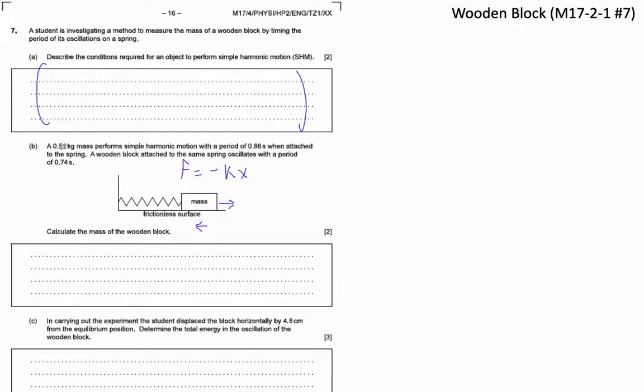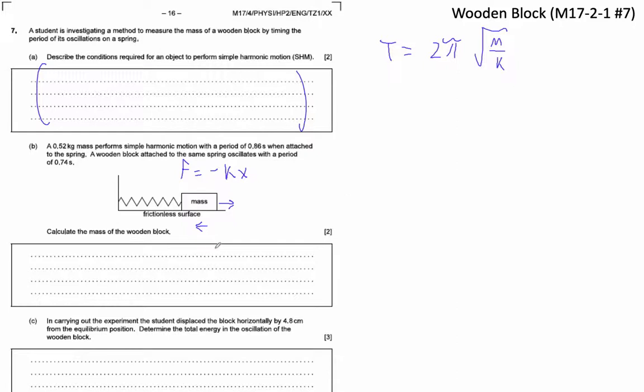And then calculate the mass of the block. So we have a 0.52 kilogram mass that performs simple harmonic motion with this period. Then they put a wooden block whose mass we want to figure out, and it oscillates more quickly, so therefore it's got less mass. And the formula I'm going to use for this, in section 9.1, is that the period is 2 pi square root of m over k.